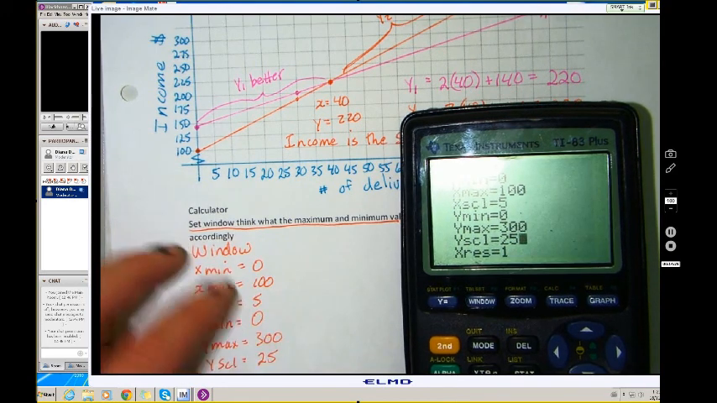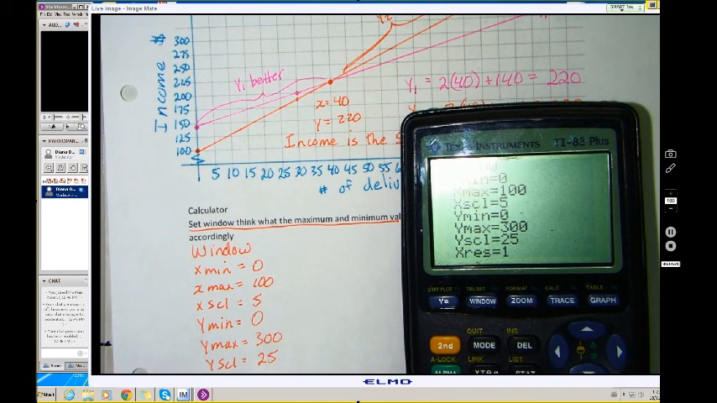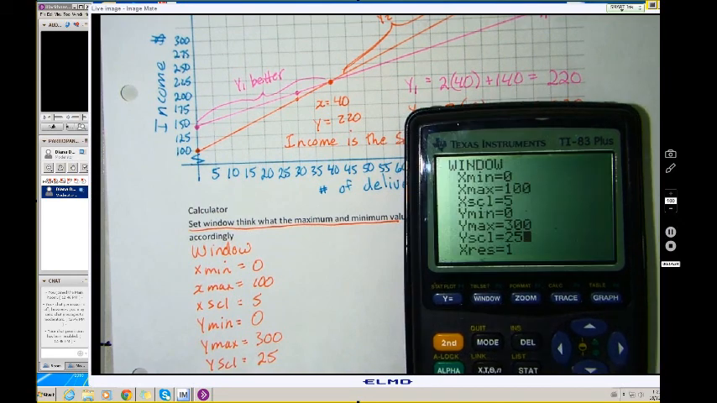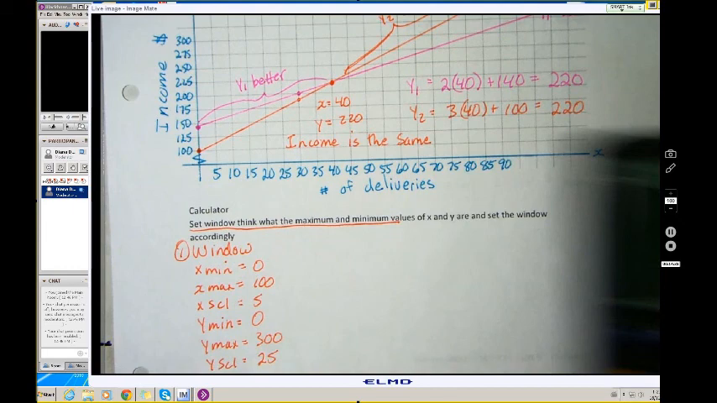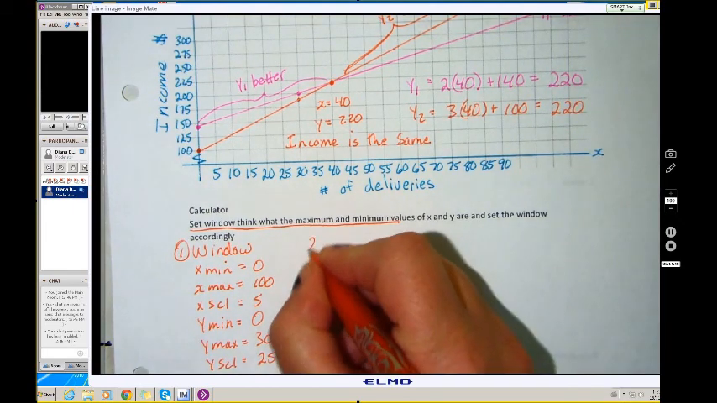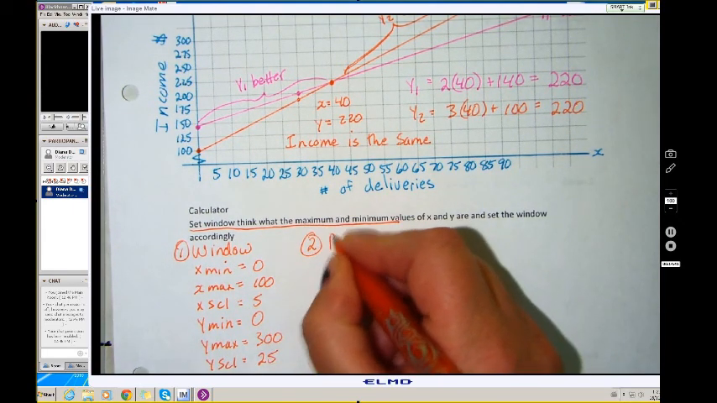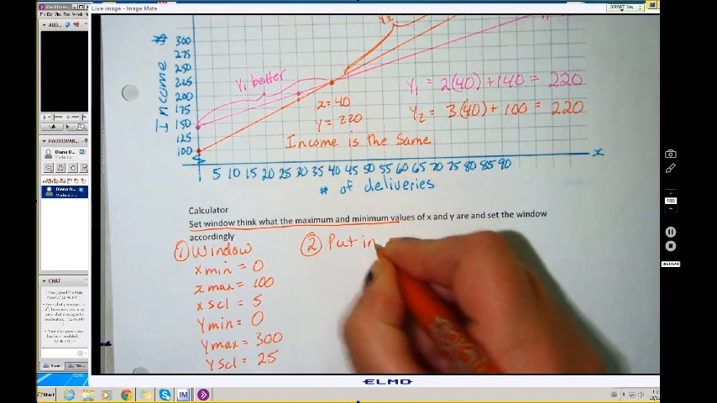Does that make sense? Like X minimum, maximum, Y minimum. Okay, so we got our window set. Step 2, we want to put our equations in. I'm just writing out the steps so you have them.